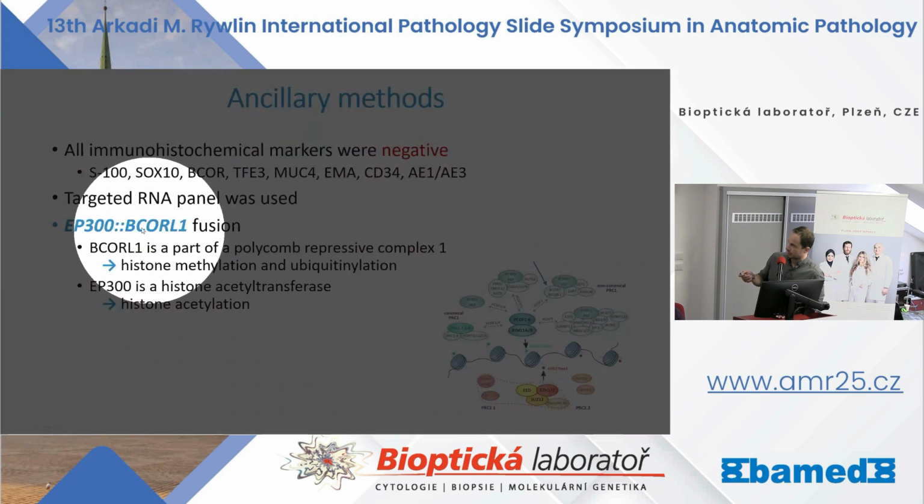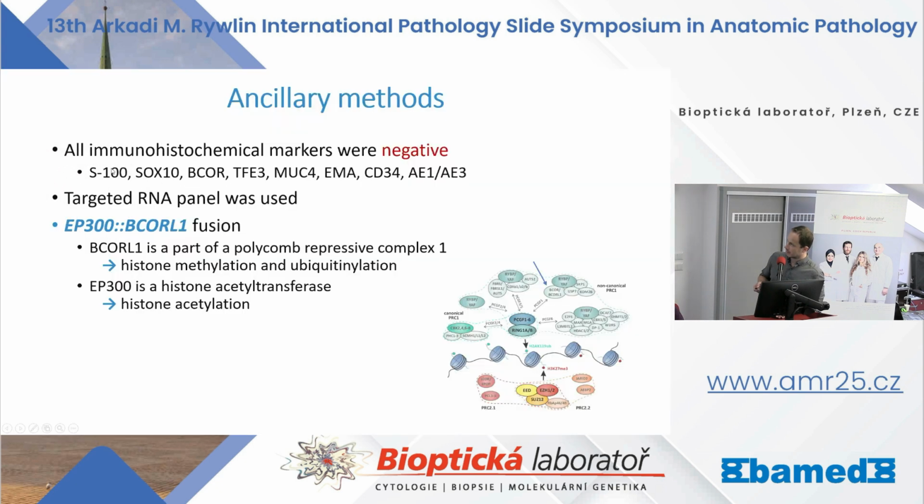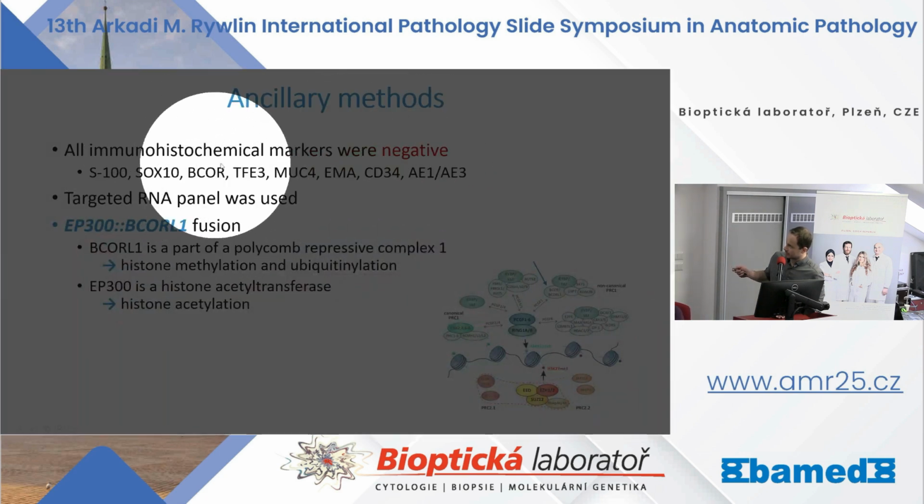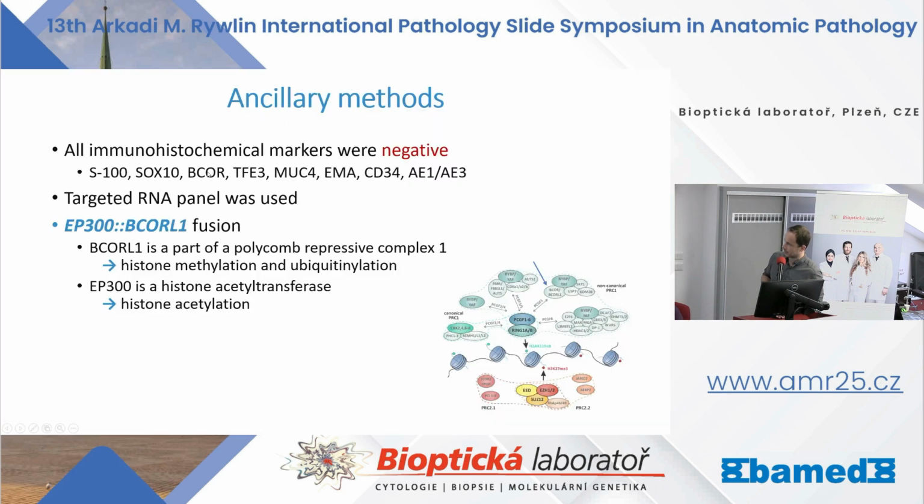immunohistochemical markers you would expect positive there, so S100. There should be desmin also. Cytokeratins are sometimes positive. And I was looking for immunohistochemical correlates of some of the fusions that you can encounter in ossifying fibromyxoid tumors. That means BCOR and TFE3. But everything was negative. We did a targeted RNA panel and found EP300-BCORL1 fusion, which is a very rare fusion event in OFMT, but it has already been published as consistent with this diagnosis.